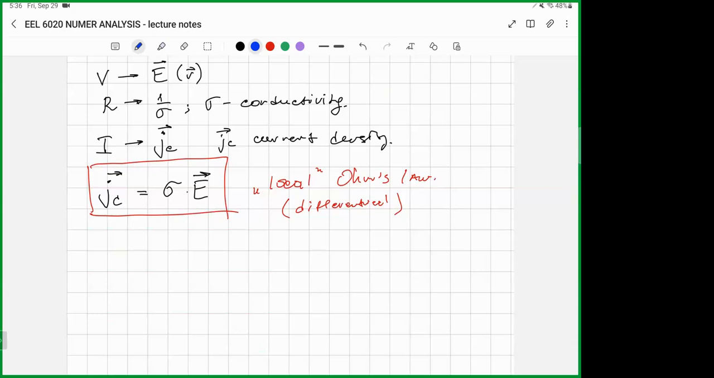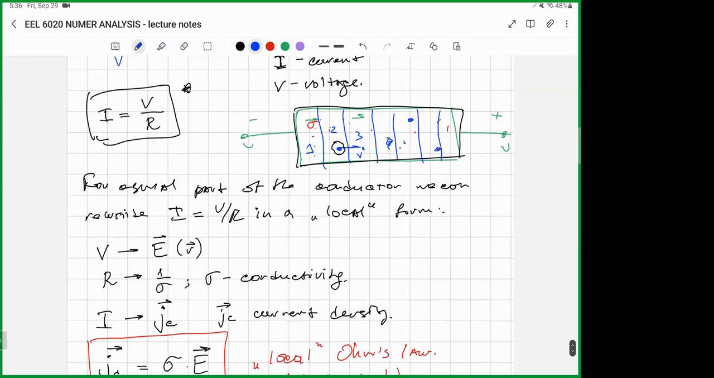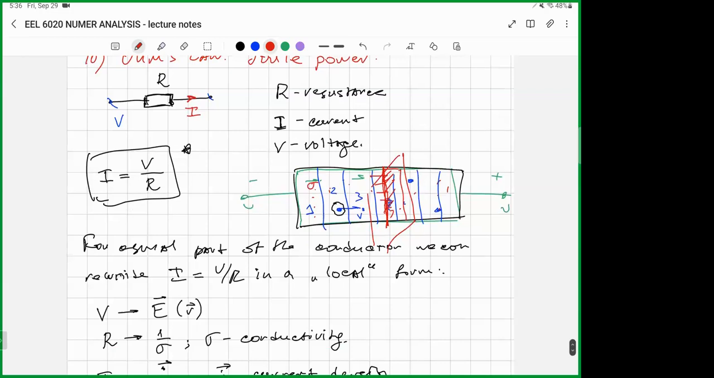Again, I can find, using this local Ohm's law, the current density in any section through this conductor, right? And integrate over the cross surface of this conductor. So it's going to be like this. I integrate it through the section of this conductor, and this integration will give me exactly the current here, this current.